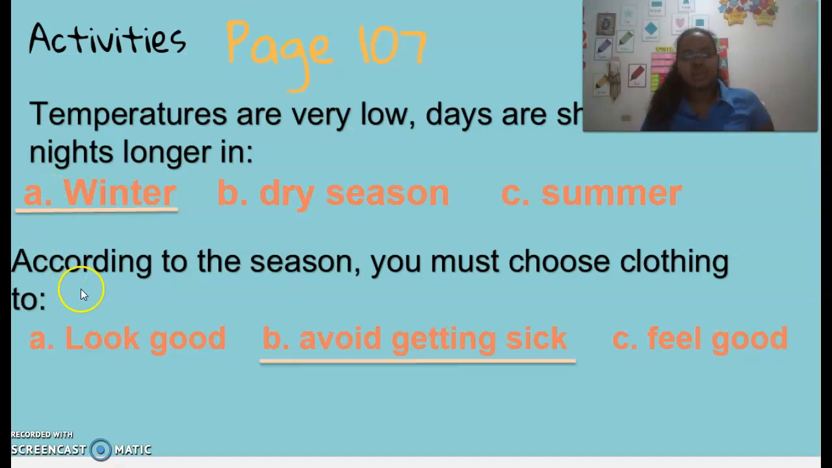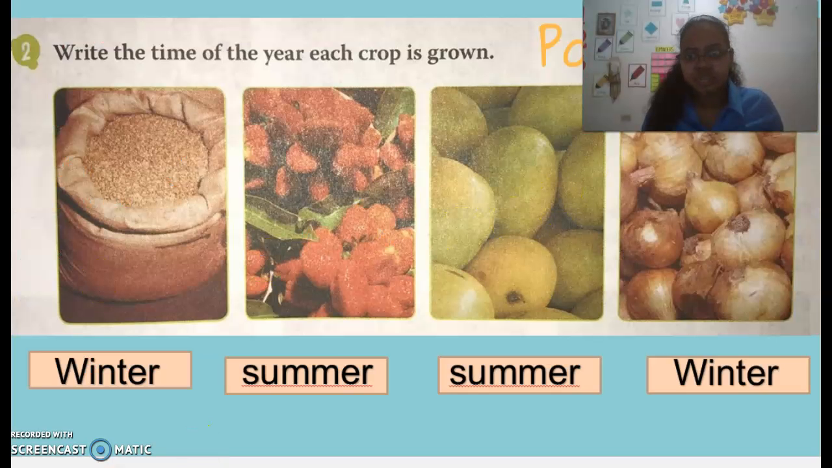Now, in the second one, according to the season, you must choose clothing too. So, depending on the season of the year, we choose the clothes that we use daily. But why do you choose those clothes? To look good, just for fashion, to avoid getting sick, or to feel good? You're going to underline avoid getting sick. Continue with the next activity.